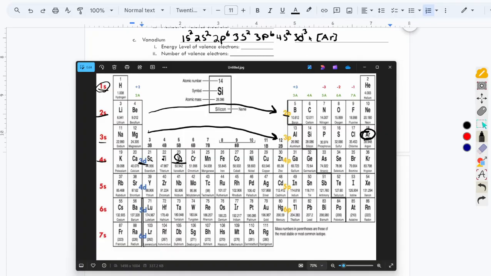I just want to be very clear. These are 2 different answers. This is my long form configuration over here, and this is my noble gas configuration over here. Okay, so again, I'm just going to do the configuration just like normal. What comes next is going to be 4s2, just like we just did. 4s2. And then again, we're going to end the same way, 3d3.